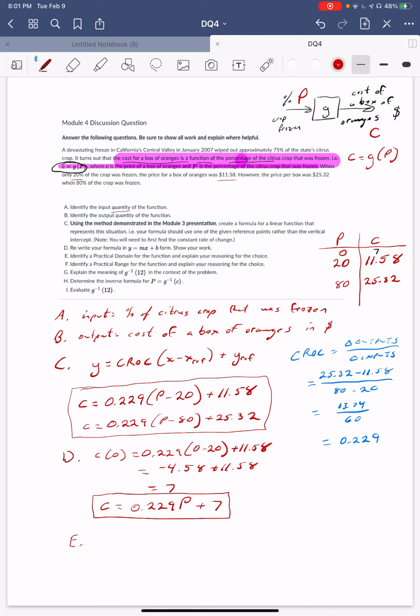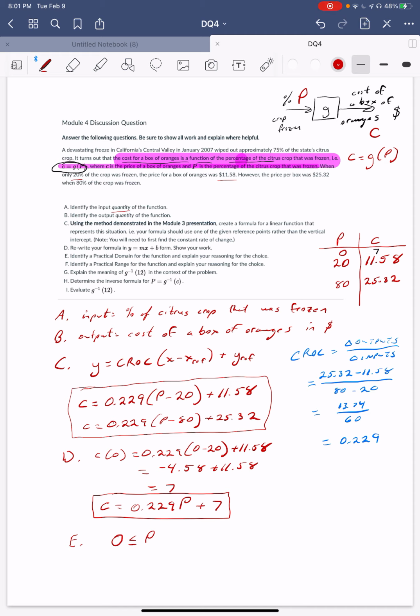You could have 0% of the crop frozen. You could have a really great year where there's no frost at all. And so you could have 0% of your crop frozen. So I will say 0 is less than or equal to P. Now, the most crop that you can have frozen would be 100%. You can't freeze more than 100% of what you have. So if you freeze 100% of your crop, you've lost all your crop.